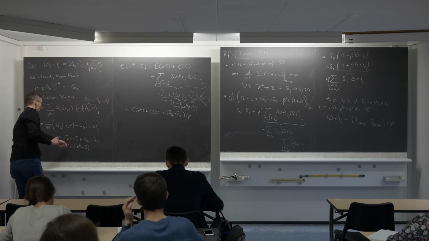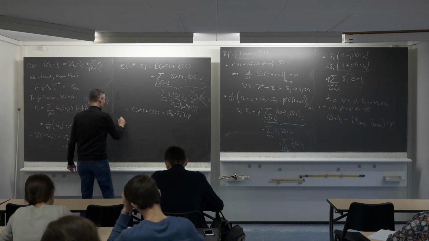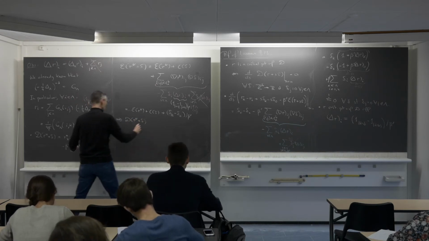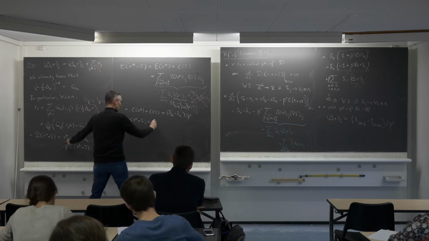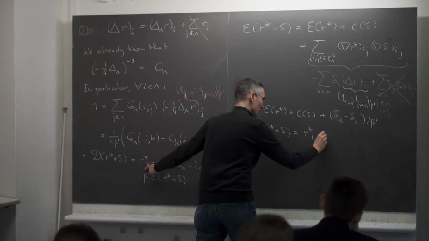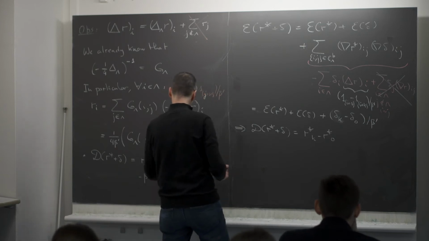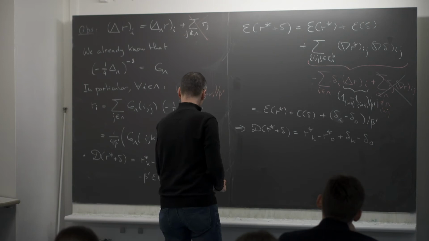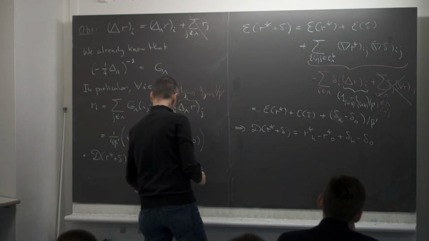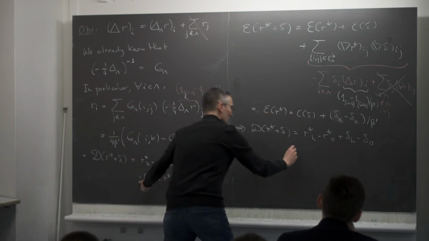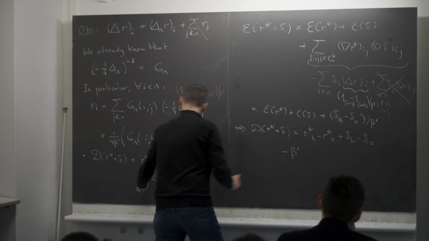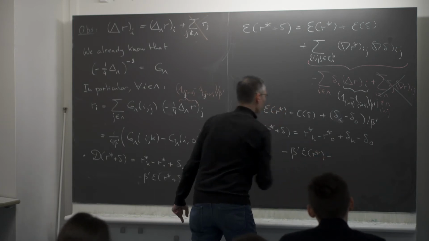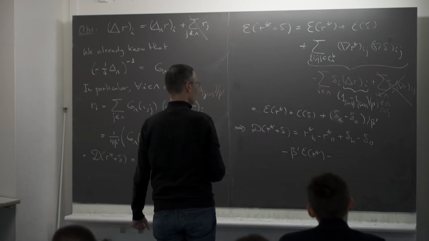And then I have to just inject it here. So this means that d of r star plus delta is equal to r star k minus r star 0 plus delta k minus delta 0. Then I have to subtract, so minus beta prime times this, so we get minus beta prime E of r star. Not very happy with the sign, I think. Or am I?